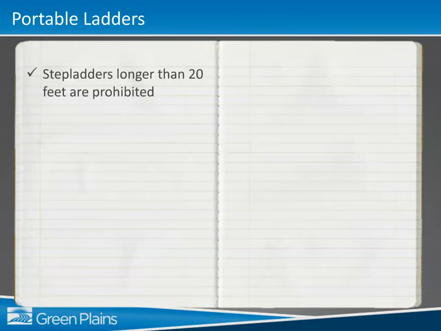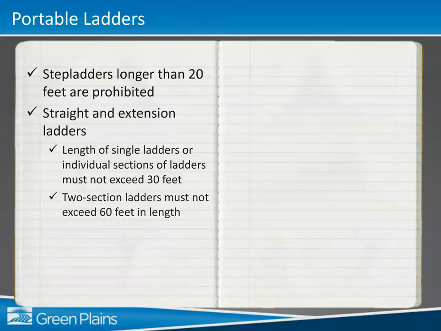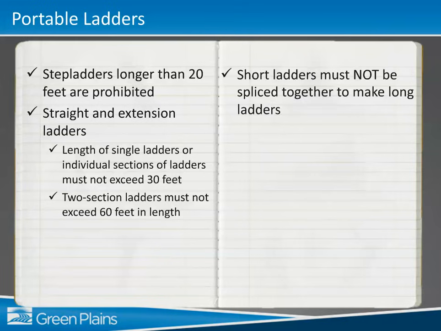Step ladders longer than 20 feet are prohibited for use. Straight ladders, single length or individual sections, must not exceed 30 feet. Extension ladders must not exceed 60 feet in length when fully extended. Short ladders must not be spliced together to make long ladders.